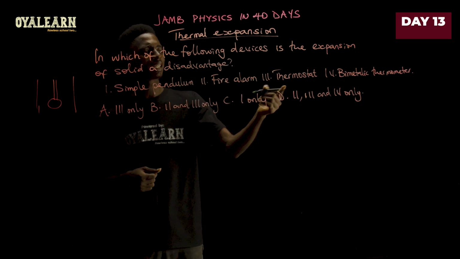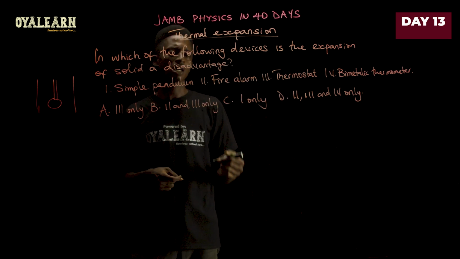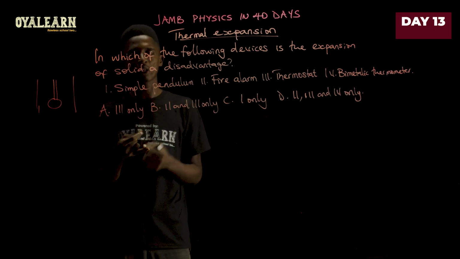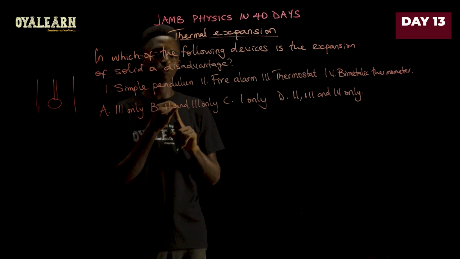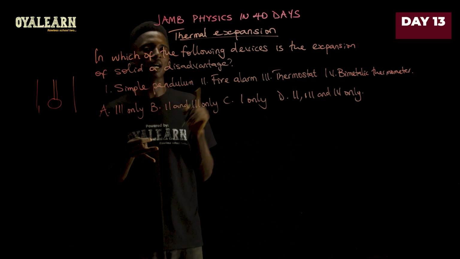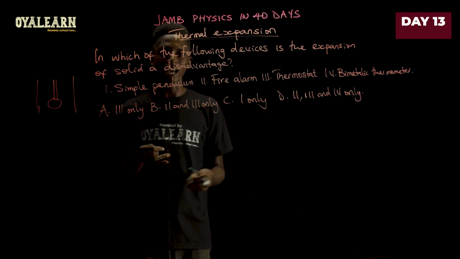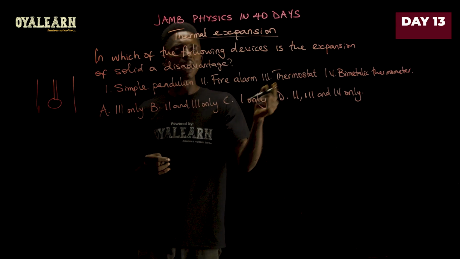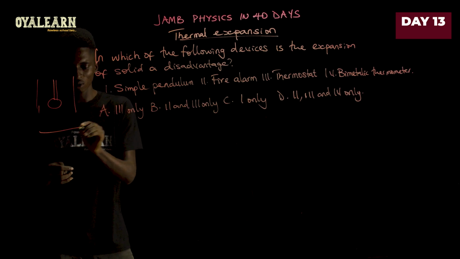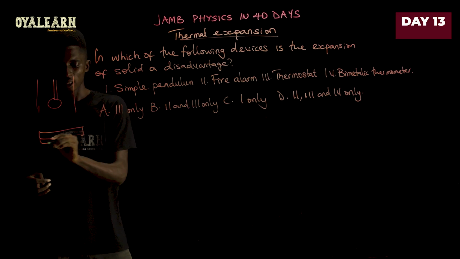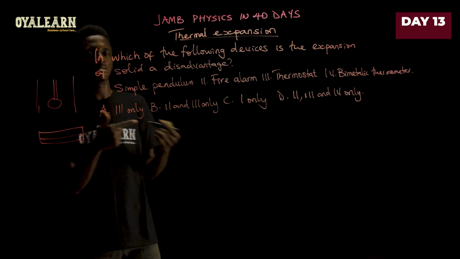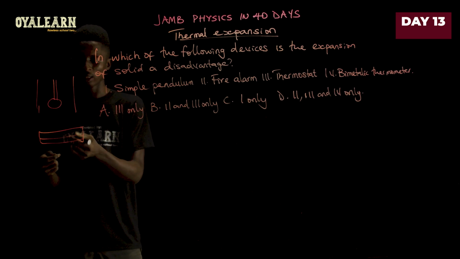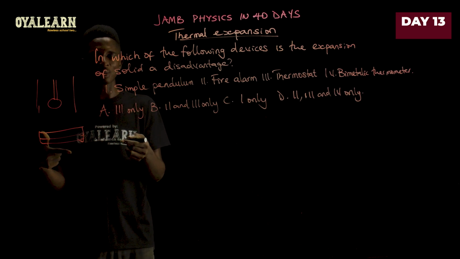So, in the case of the third one, we have a thermostat, which you will find, for example, in your cooking hot plates and in your electric iron as well. What you have there is a metal strip that expands upon heating. So when you switch it on, they begin to expand rapidly.